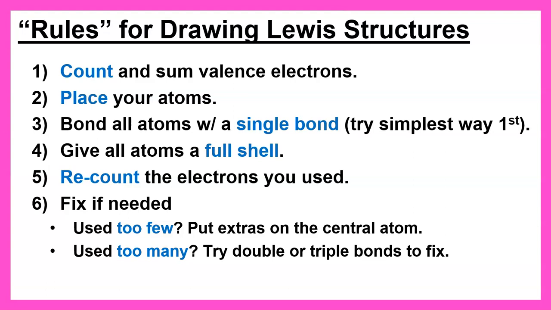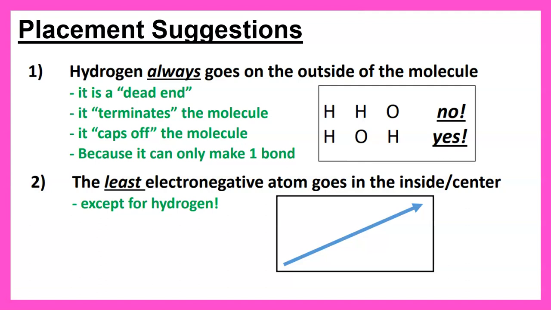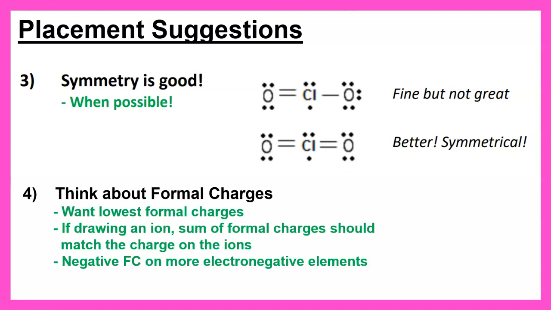Remember the suggestions for where to place your atoms? Hydrogen's always on the outside, right? It's that dead end. It can only make one bond. Your least electronegative atom goes in the center. We really like symmetry when possible, but the thing you have to take into account now that you're in AP Chem that can really change things for you is formal charge.